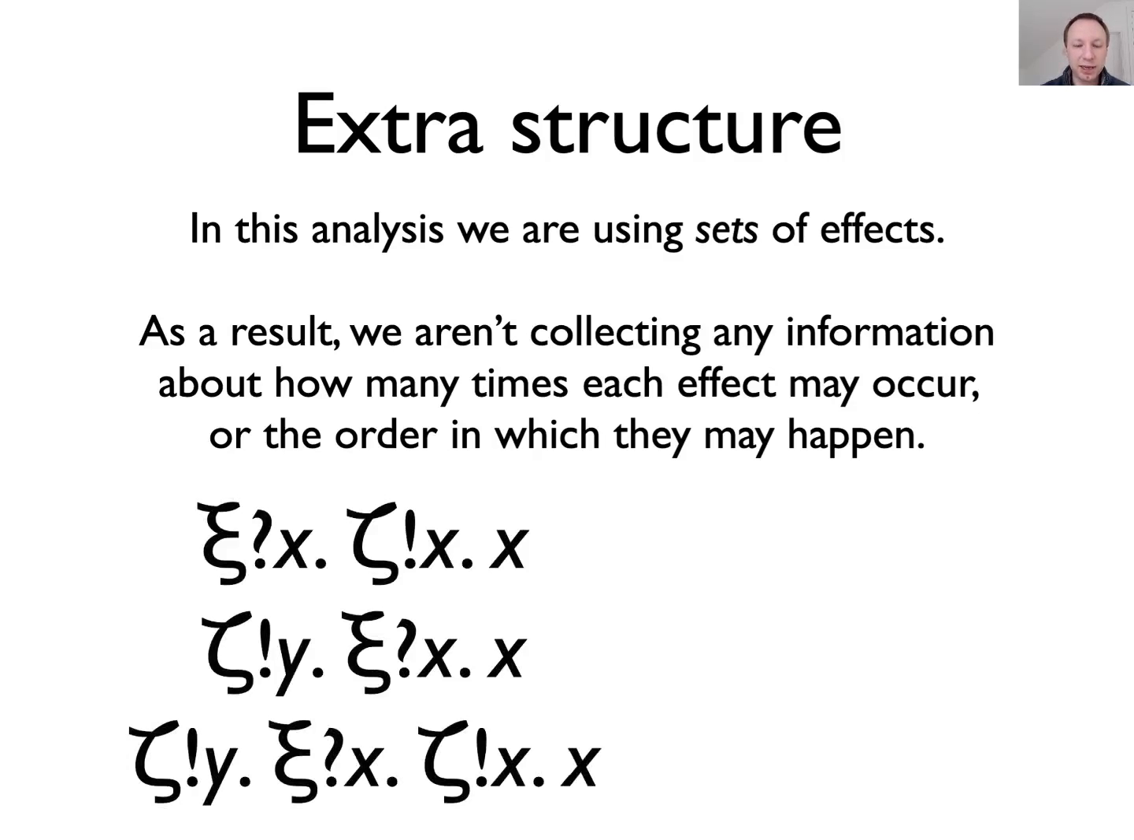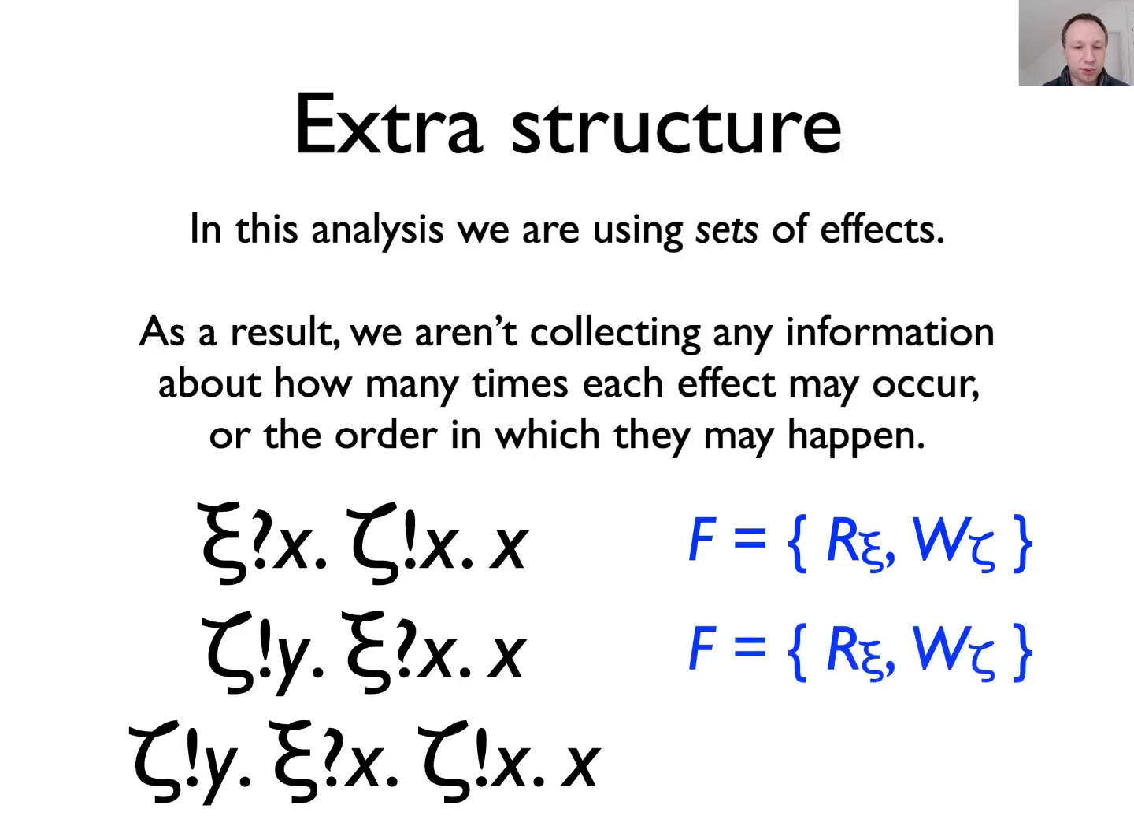Here, for example, let's look at these again. Our sets of effects were read from xi and write to zeta. This one here is a read from xi and a write to zeta. And the third one, of course, is a read from xi and write to zeta. So all of these expressions, although they are substantially different from each other, as you can clearly see, all have exactly the same set of effects based on the system that we've developed so far in the lecture.